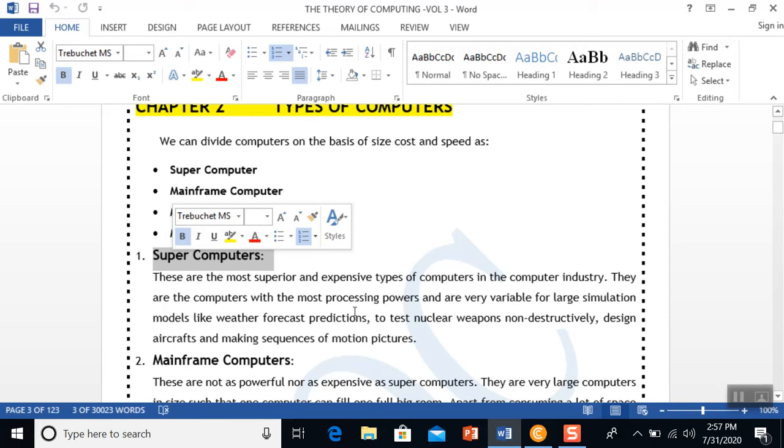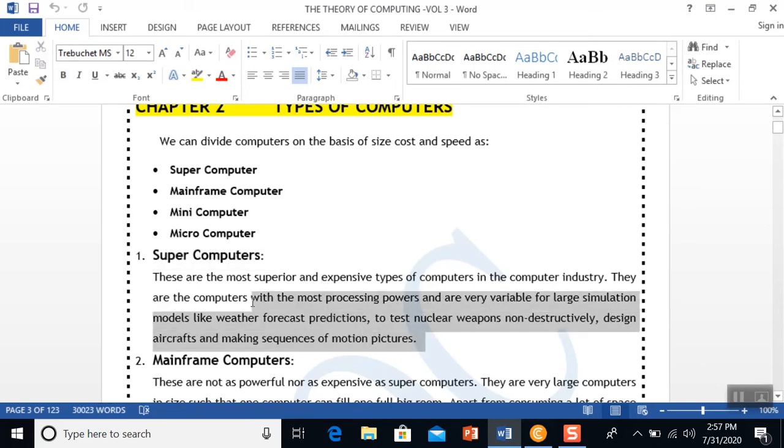Obviously, these are the most expensive types of computers in the computing industry. These are types of computers which you cannot afford to buy personally. Most of the organizations which manage to buy these types of computers are bigger organizations like the banking sector and other big organizations. They will be able to afford this.